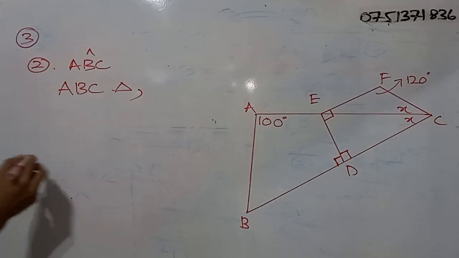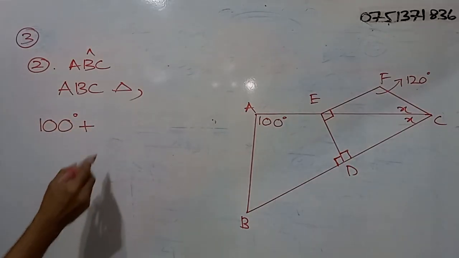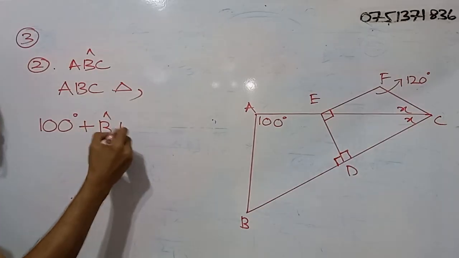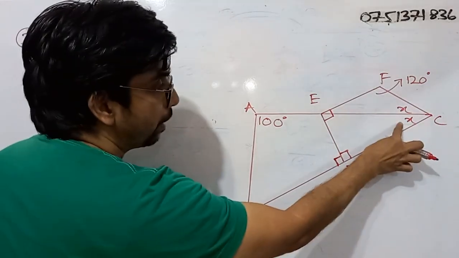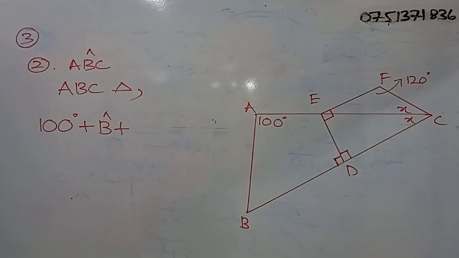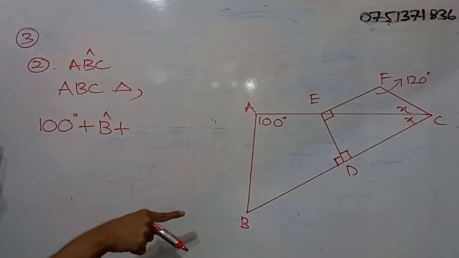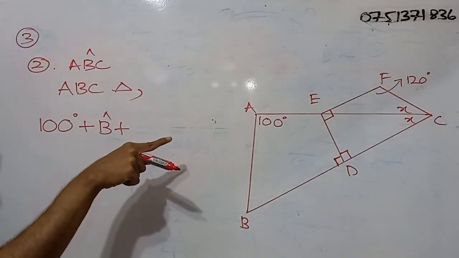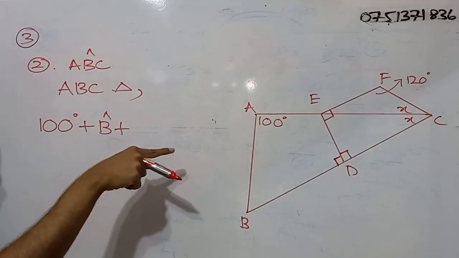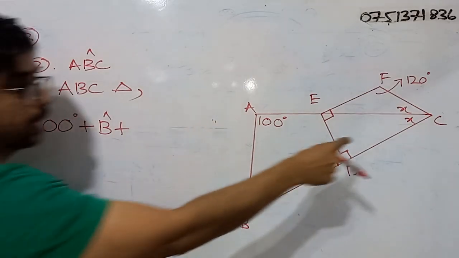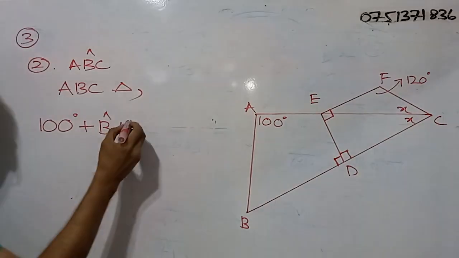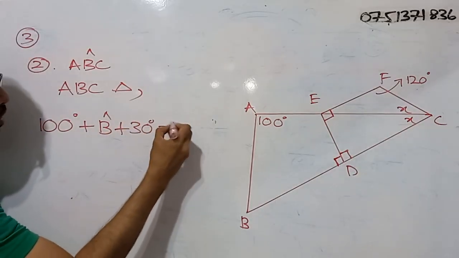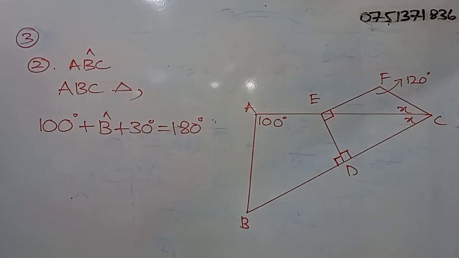So we can write 100 degrees plus angle B plus what is this? X or ACB. So in the previous part of the question, we calculated the value as what? Regarding x, 30 degrees. So we can write 30 degrees. So this is equal to 180 degrees.